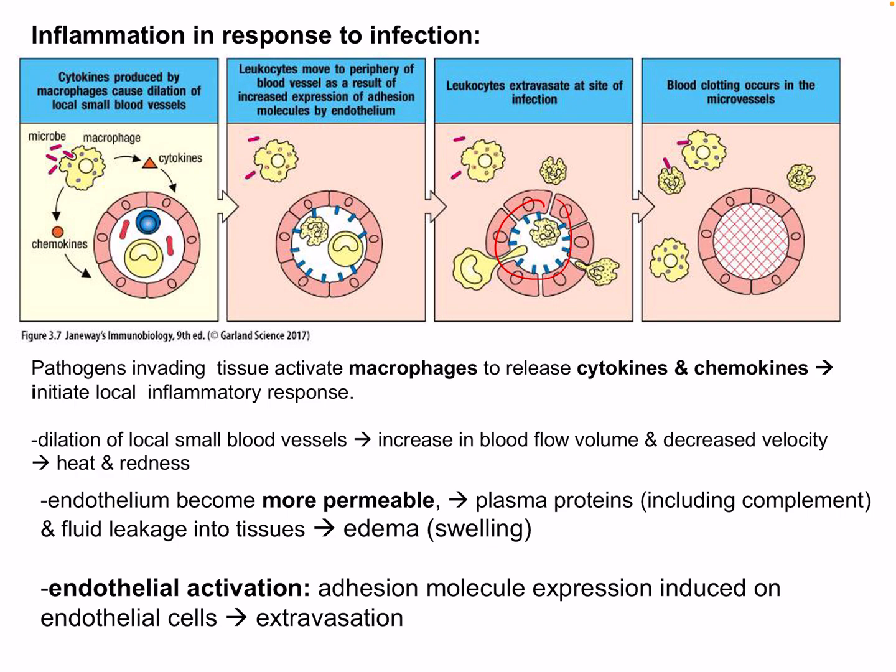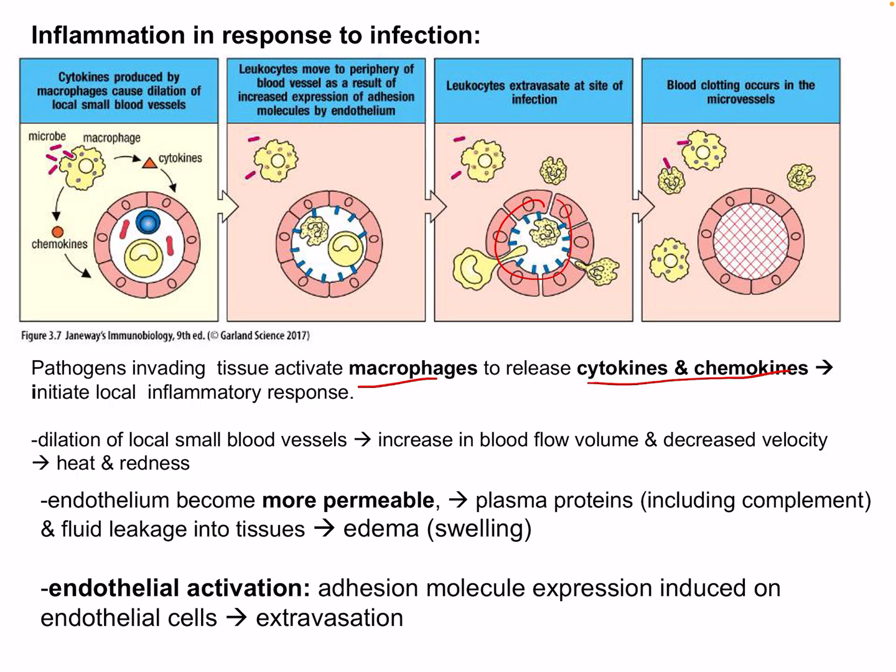So pathogens invading tissues activate macrophages, which release several types of cytokines and chemokines, and we'll get into more detail about these different cytokines later, which initiate local inflammatory responses. There can be dilation of local small blood vessels, which causes increased blood flow volume and decreased velocity, which can cause the heat and redness that we know about that occurs during inflammation. So you guys have probably had cuts before that might be inflamed. You can see that it is red and can sometimes be warm to the touch.